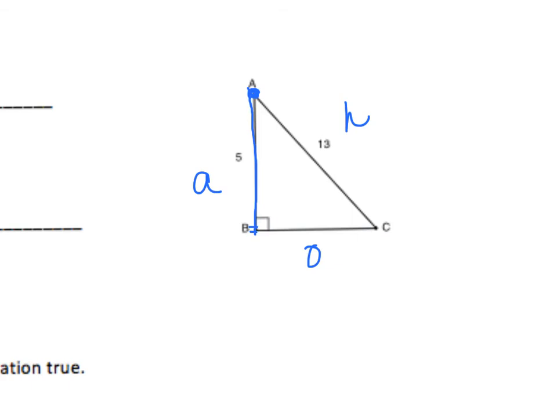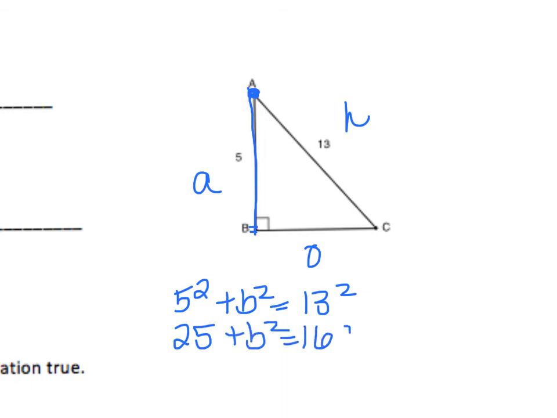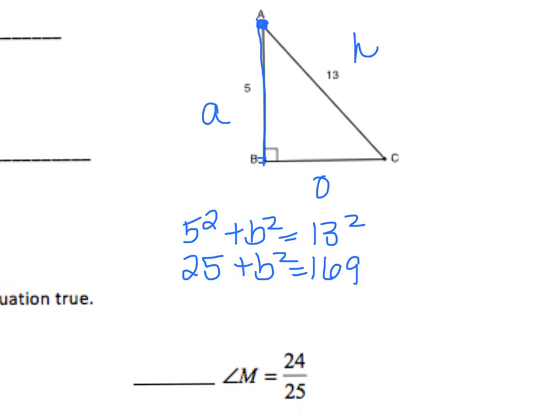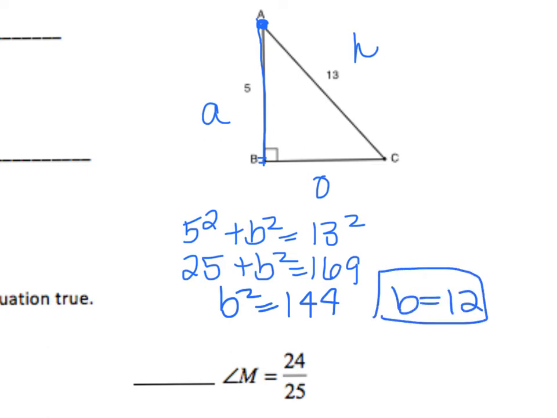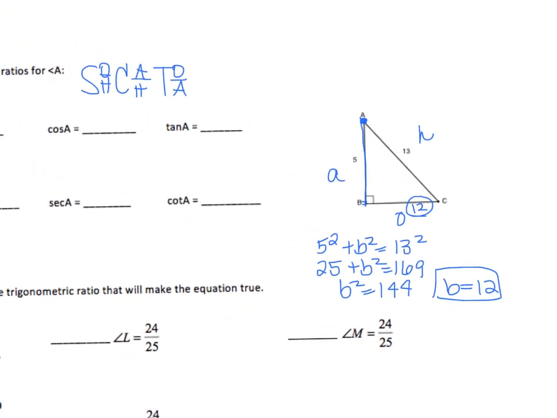So in a right triangle, we've got two sides. We can find the third side using the Pythagorean theorem. So I'm going to take 5 squared plus b squared equals 13 squared. And I'm just going to continue solving for b. So I got b to equal 12. Okay, so that third side is going to be 12. So now I can go ahead and fill in my ratios.